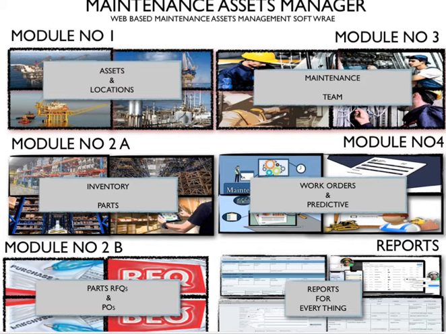Maintenance Assets Manager. Web-based Maintenance Assets Management software. Module number 1. Assets and Locations. Module number 2A. Inventory Parts. Module number 2B. Parts RFQs and POs. Module number 3. Maintenance team. Module number 4. Work orders and predictive reports for everything.